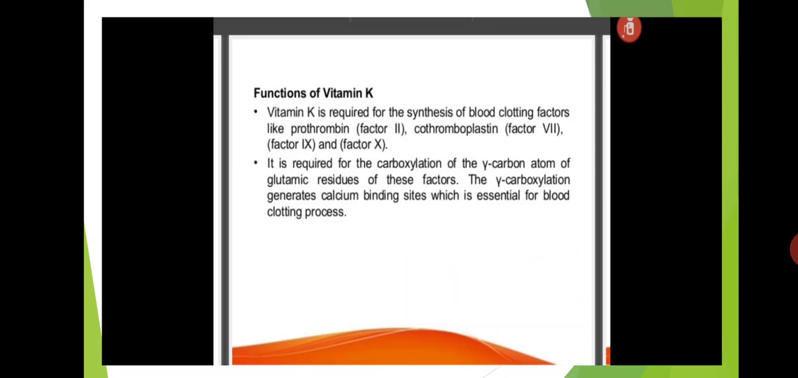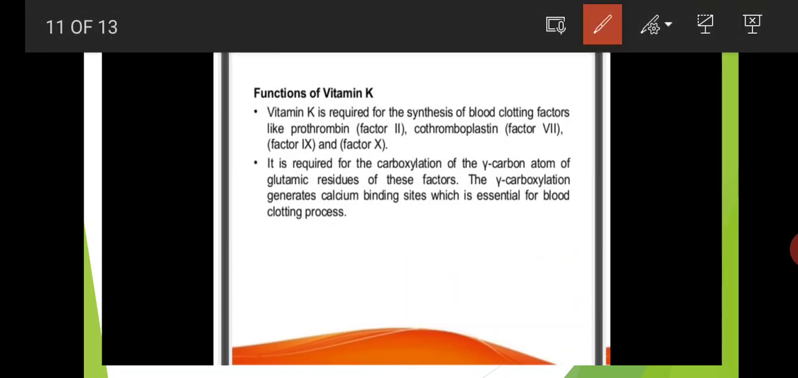And functions of vitamin K. Vitamin K is required for the synthesis of blood clotting. Okay, the main and major function is it is required for the blood clotting factors. Vitamin K is required for the synthesis of blood clotting factors like prothrombin, thromboplastin, etc. Okay, prothrombin and thromboplastin are blood clotting factors. So vitamin K is required for the synthesis of blood clotting factors.